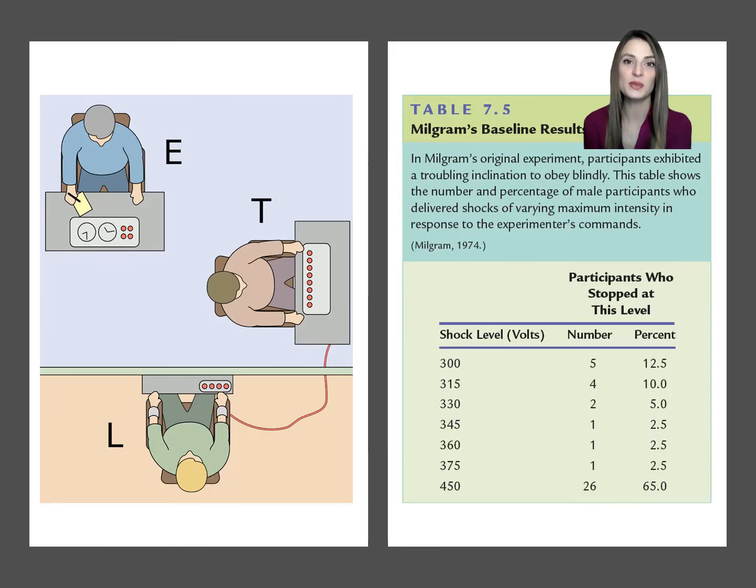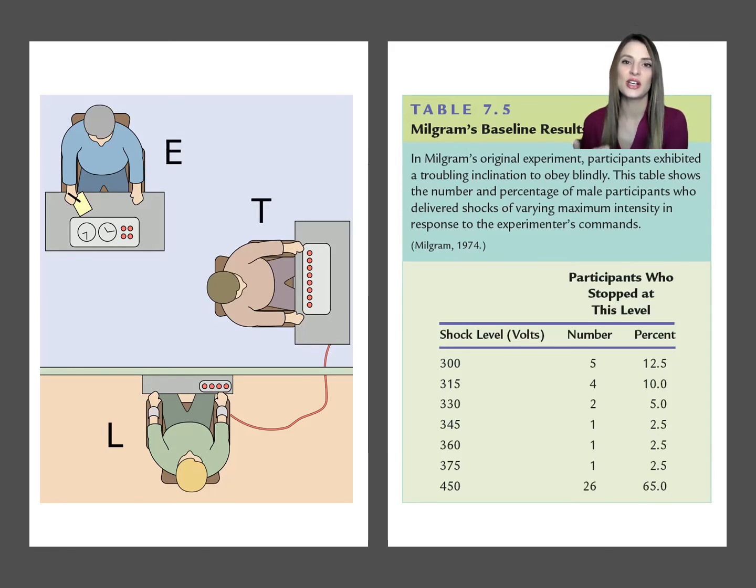The teacher was supposed to be teaching the learner groups of words. When the learner got things wrong, the teacher was supposed to shock them with these shocks. Every time the learner got a question wrong, the teacher was supposed to up the voltage. Eventually, the teachers get to the point where the learner, which is just a pre-recorded voice, didn't actually happen. They eventually get to the point where the learner is screaming, "Help me, get me out of here, I have a heart condition, help."